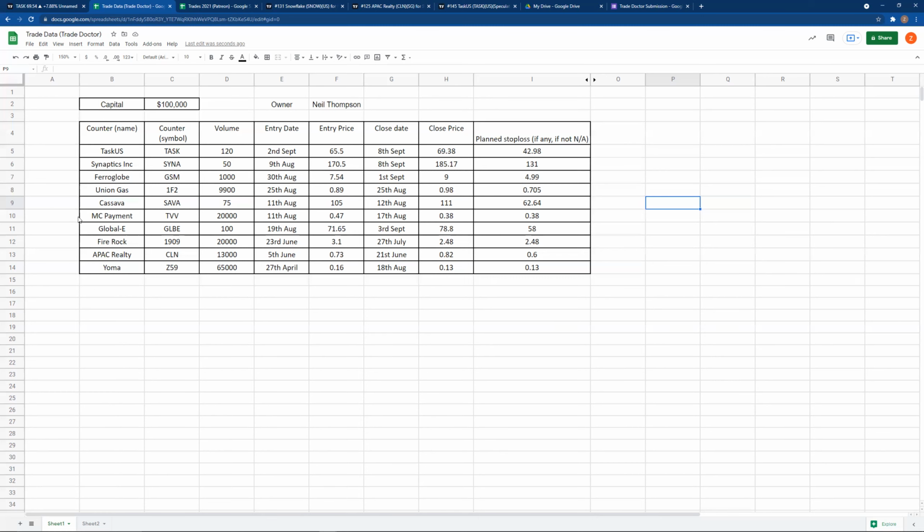What I noticed is that some of the dates are not correct. When I try to plot the entry and the exit date, some of the dates don't coincide with the price. For example, APEC Realty was entered on 5th June at 0.73 and exited on 21st June at 0.82, but actually on 21st of June, the price is nowhere near 0.82. But I just take it as a typo error on the date. I'm going to assume that the prices are entered correctly. It is just some error on the date itself.